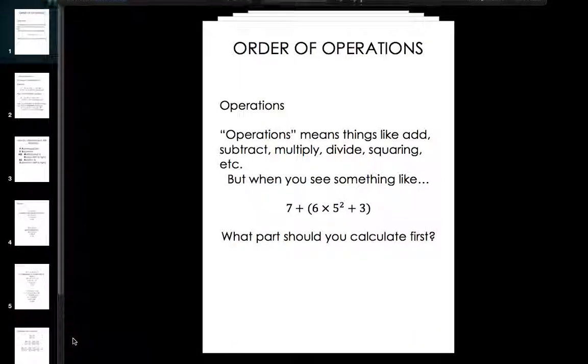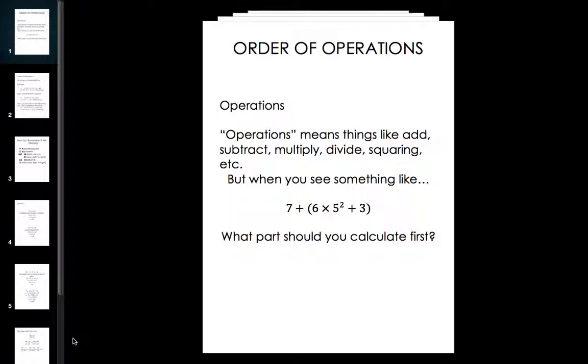This lesson is on the order of operations. Operations means things like adding, subtracting, multiplying, dividing, squaring, etc. But when you look at a problem like this, 7 plus 6 times 5 squared plus 3, it's kind of hard to find out which part you would calculate first. So what I'm going to teach you is the order of operations so you know what to calculate first.